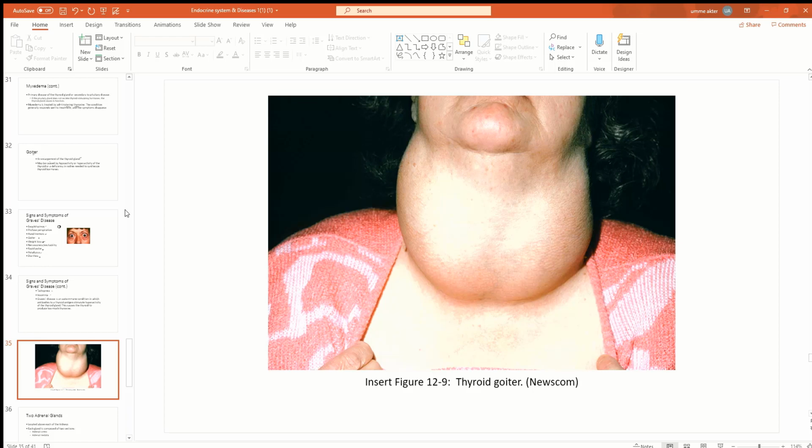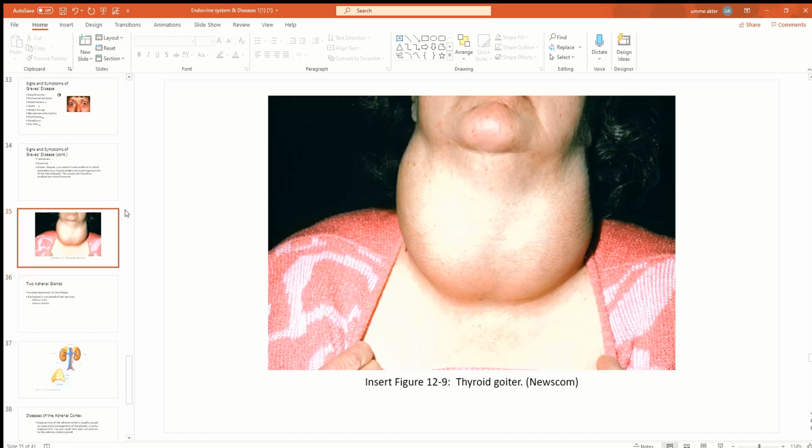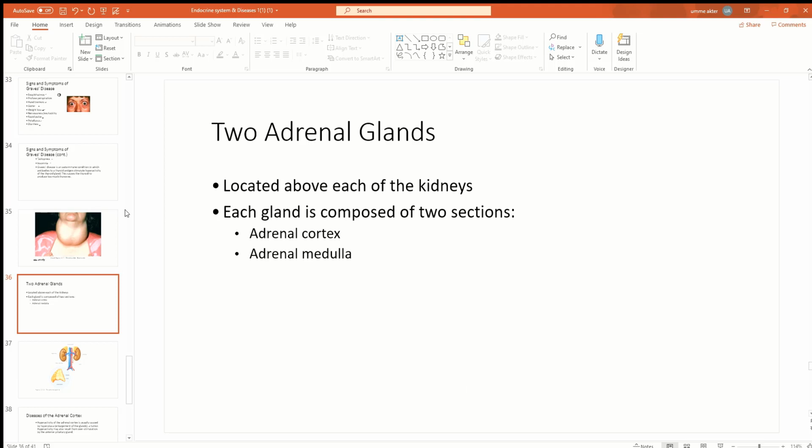Enlargement of the thyroid gland due to accumulation of that colloid protein in the follicles. And this happens usually due to iodine deficiency, or lacking of iodine. Okay. So those are related to the thyroid gland clinical conditions.